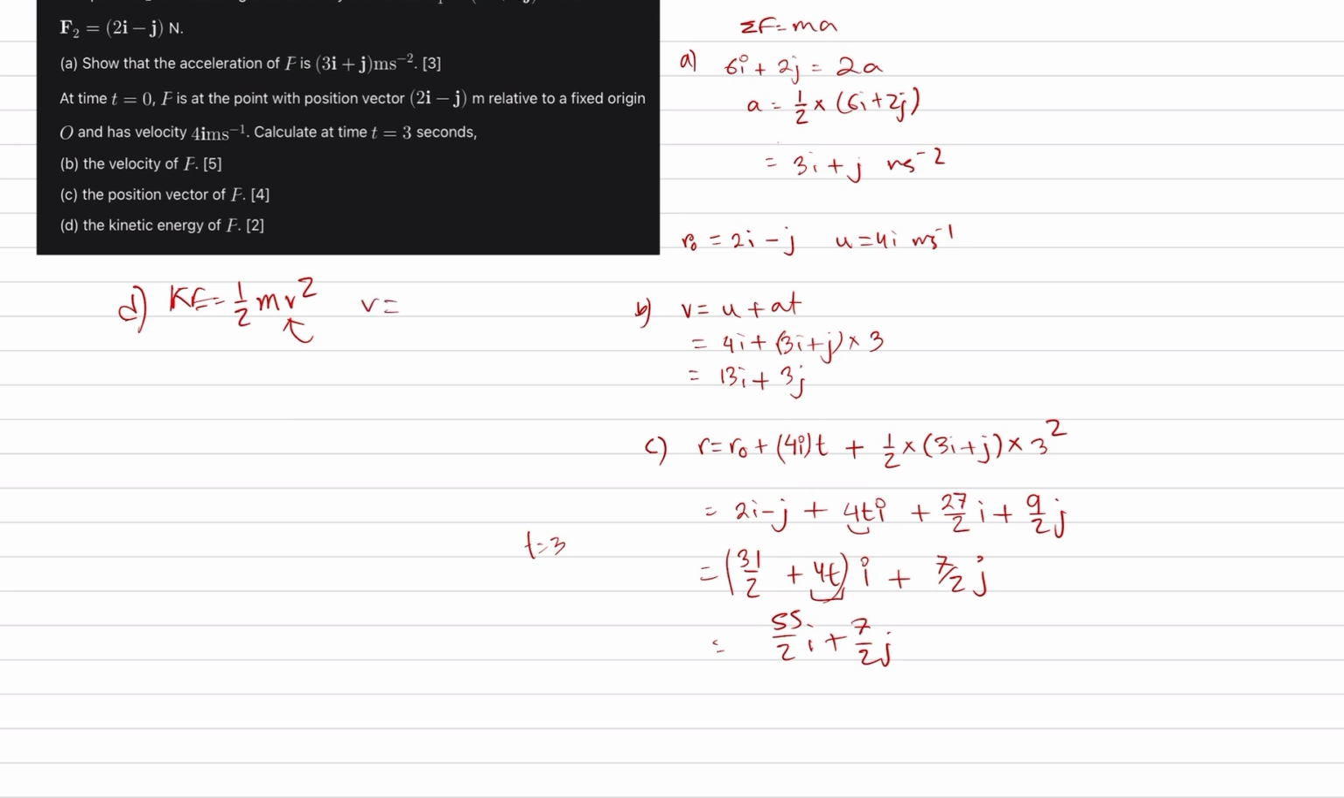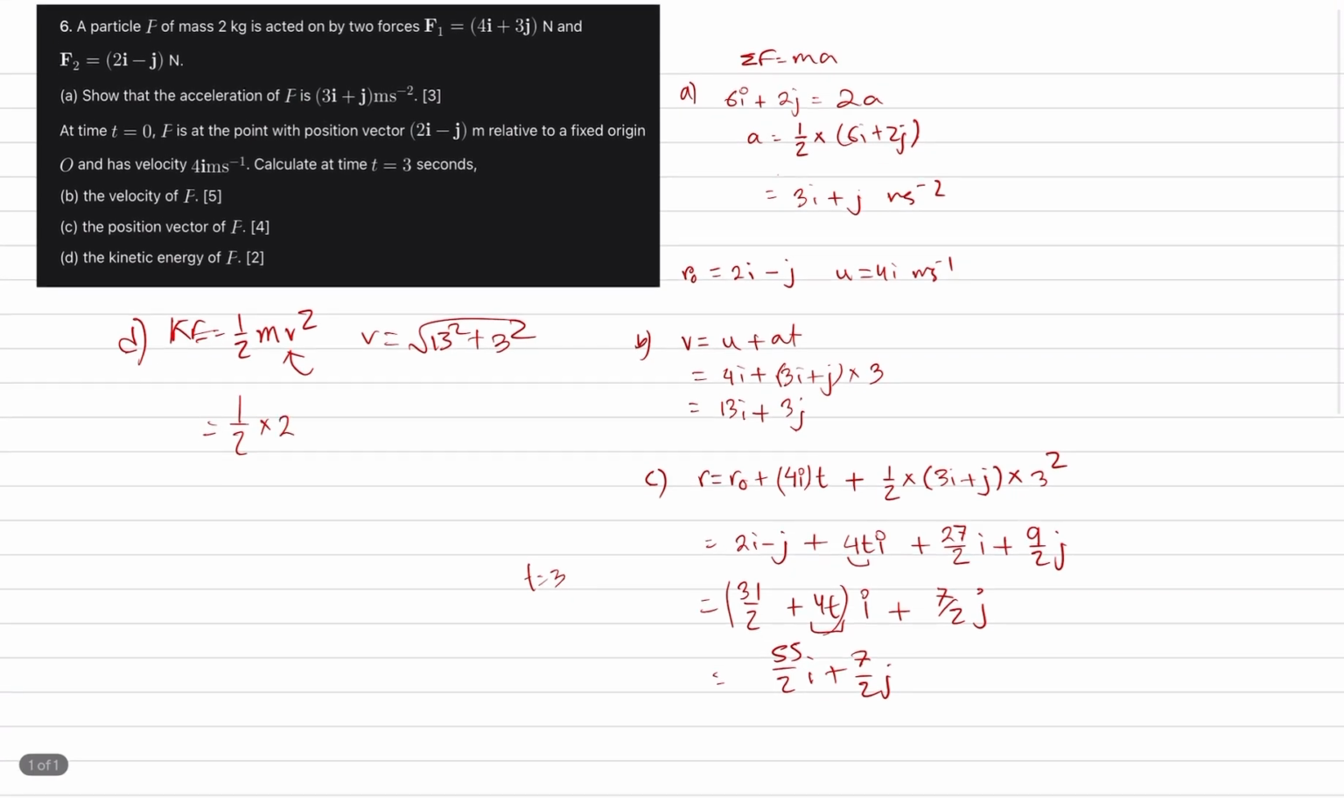So the speed is square root of 13 squared plus 3 squared. That's it. And then we just put this into the equation: half times the mass, which is 2 kg, multiplied by v squared. If you square this, the square root is going to disappear, and you're going to be left with 13 squared plus 3 squared. Don't forget the brackets. So they just cancel out. So the answer is just 13 squared plus 3 squared. Wow. Let's go. 178 joules. Okay, bye.